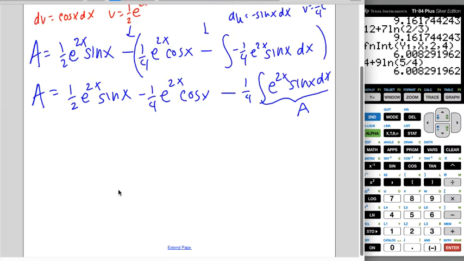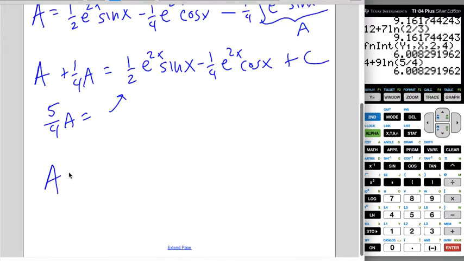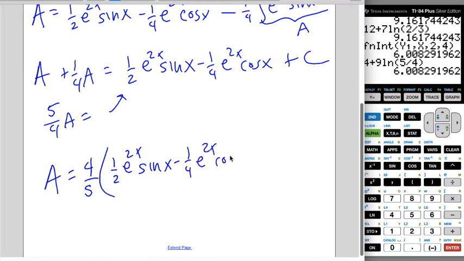So what ends up happening is I get A plus 1/4 A equals 1/2 e to the 2x sine of x minus 1/4 e to the 2x cosine of x plus some arbitrary constant. So this is 5/4 A equals this entire monstrosity. To solve for A, my answer, I'm going to multiply that entire monstrosity by 4/5. So I get 1/2 e to the 2x sine of x minus 1/4 e to the 2x cosine of x plus C. You can put the plus C on the inside or outside.